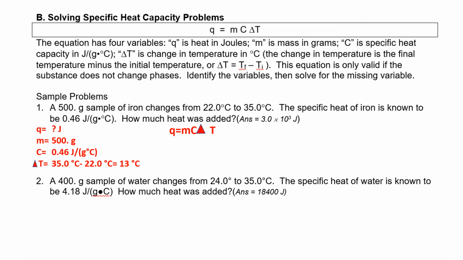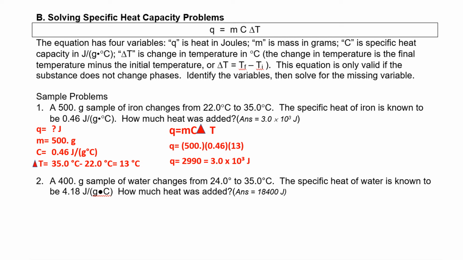After we've identified everything we have, we can now plug it into the formula. When we plug it in, it looks like this. Q equals 500 times 0.46 times 13. When we plug that into our calculator, we get 2,990. We're limited to 2 significant figures, so we have to round it to 3.0 times 10 to the third power joules.